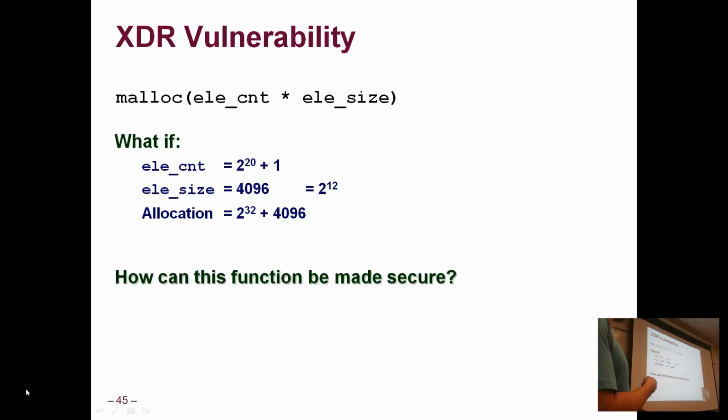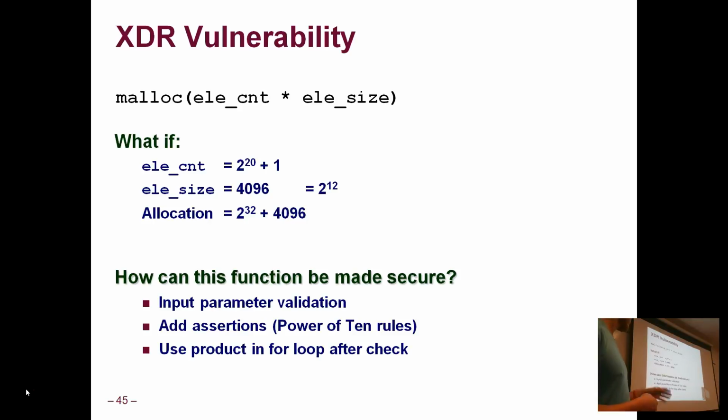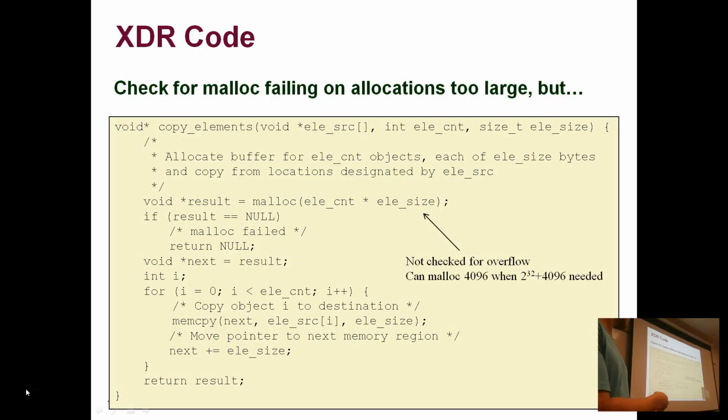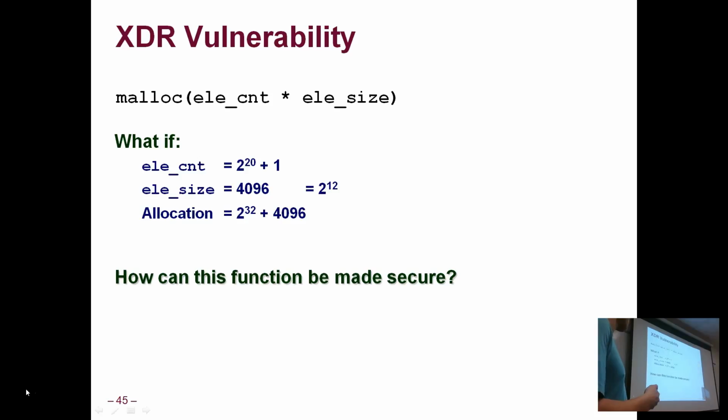Because if it's 2 to the 20th plus 1, that's a huge array. And then your size could be one page. 4K is a typical page size. And then when you multiply these two things together, this is 2 to the 32 plus 2 to the 12, which is 4096. And this is what will blow up the whole thing, basically. So that was an actual vulnerability, and it's talked about in the textbook. And of course, you make it secure by validating the inputs and adding assertions. You could also use the product in the for loop after the check. So if you actually use that here, then maybe it would be okay because it's already truncated. Use the truncated result at the bottom, but it depends on how you write your code.